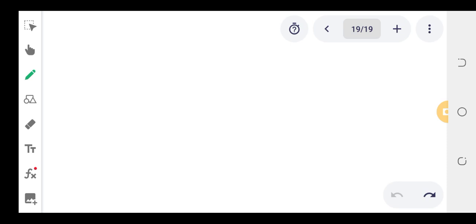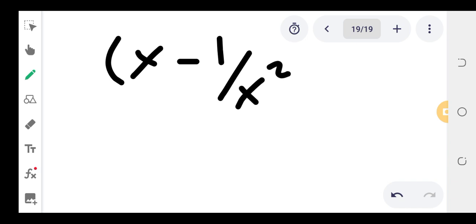So in today's video we are going to discuss the binomial expansion, how to determine the independent term. So, independent term in the expansion. Take for example, we have been given a question to come up with the independent term in the expansion of (x minus 1 over x squared) to the power 6.